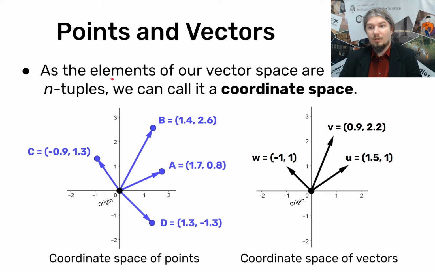Now we can also talk about a coordinate space. So all the elements of our vector space are these n-tuples. Then we can call it the coordinate space. In 2D we have 2 coordinates. In 3D we would have 3 coordinates, and so on. So we could call it the coordinate space.